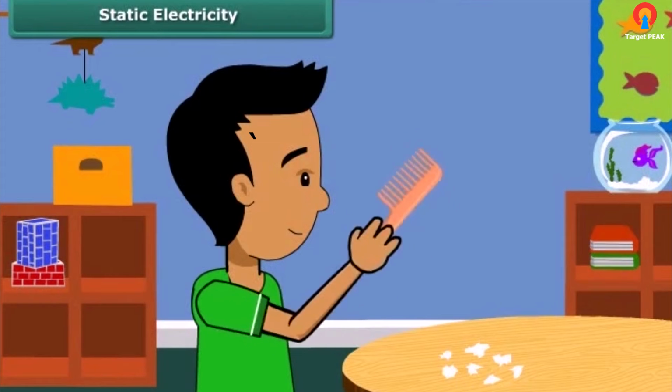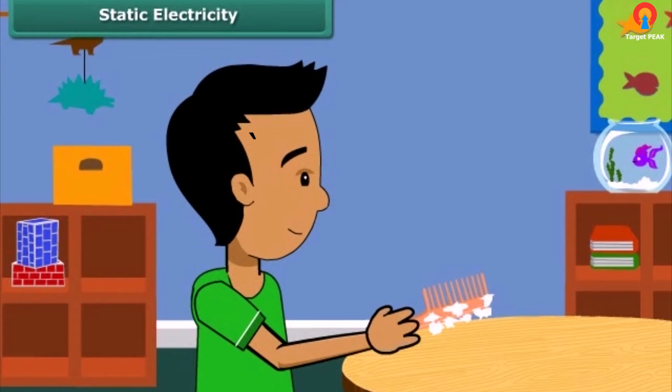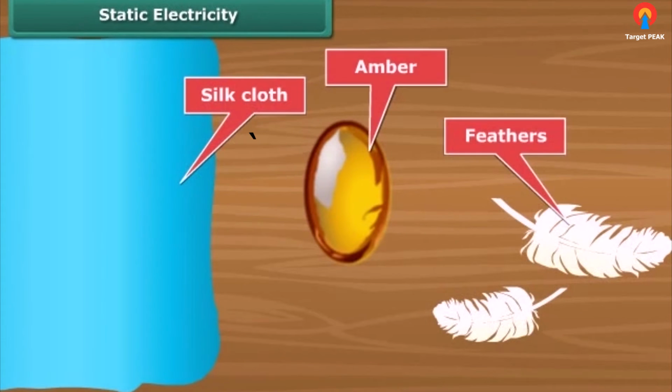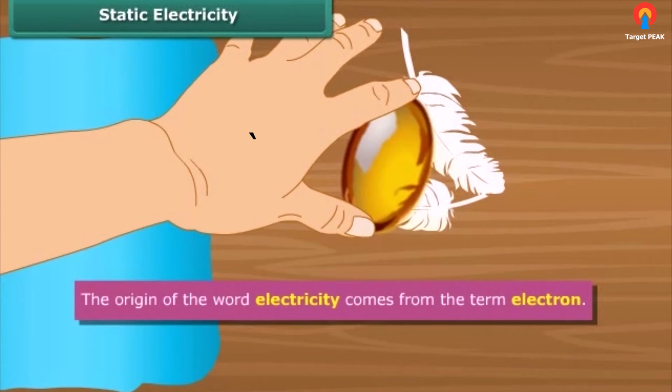When we comb our hair with a plastic comb and take it near small pieces of paper, the paper pieces are attracted toward the comb. We then say that the comb is charged with electricity. This was first noticed by a Greek man named Thales over 2,500 years ago. Thales found that amber attracted tiny feathers after it was rubbed with silk cloth. This was due to static electricity. The word electricity comes from the term electron.